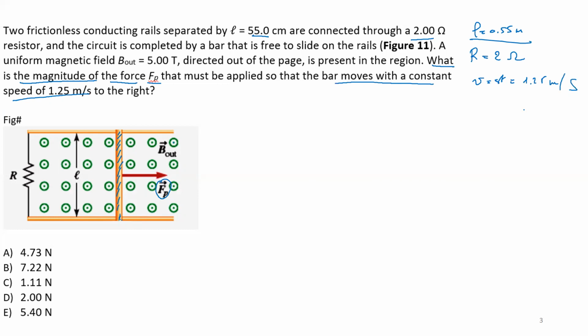So what should be Fp? Well, since V is constant, that means the acceleration should be 0, meaning Fp, the force that I applied, should be counterbalanced by a magnetic force, FB. And this should give you 0. The net force should be 0. In other words, Fp is in this direction, of course, and FB, which is a magnetic force, should be in this direction, equal and opposite to Fp. Same in magnitude, but opposite in direction. So Fp is just FB.